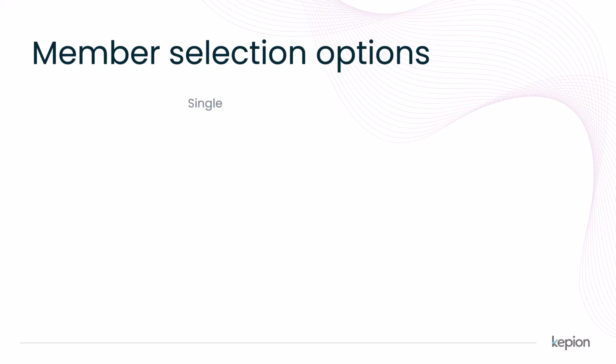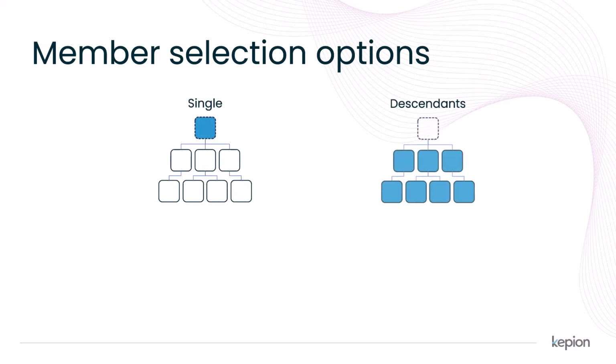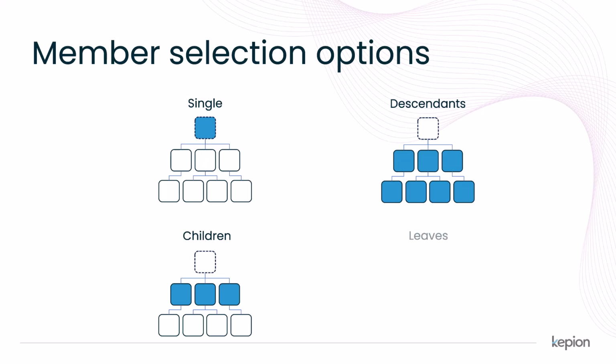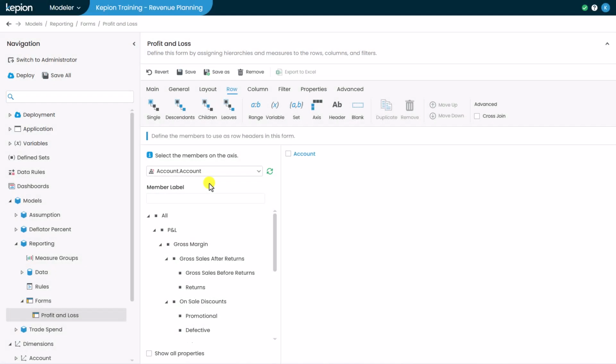Clicking single will bring in only the selected member. Descendants will bring in all the members below the selected member. Children will bring in just the members on the next level of the hierarchy, and leaves will bring in all the members on the lowest level of the hierarchy. As we need all of the members under the P&L header, we can select P&L and click Descendants.